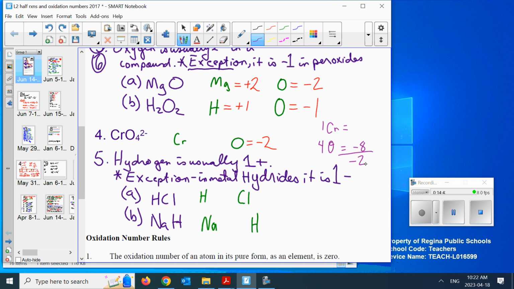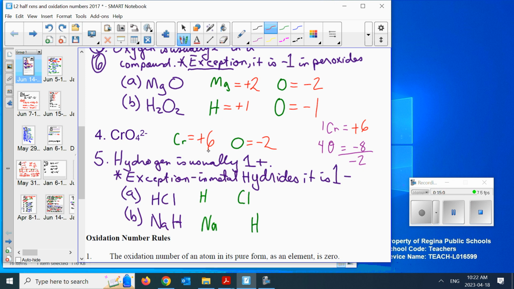I can do this in my head. I'm trying to show my face. If you need to do scratch work on the margin, do it. So -8 plus something makes -2. It has to be 6, right? I put that. This is what I figured out. I'm going to put it here. 1 chromium must be a +6.